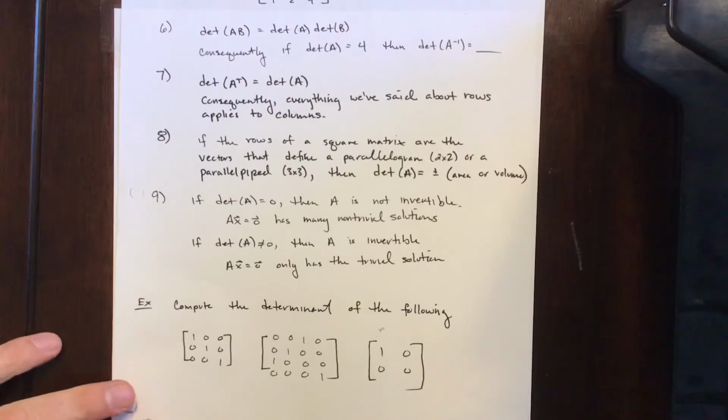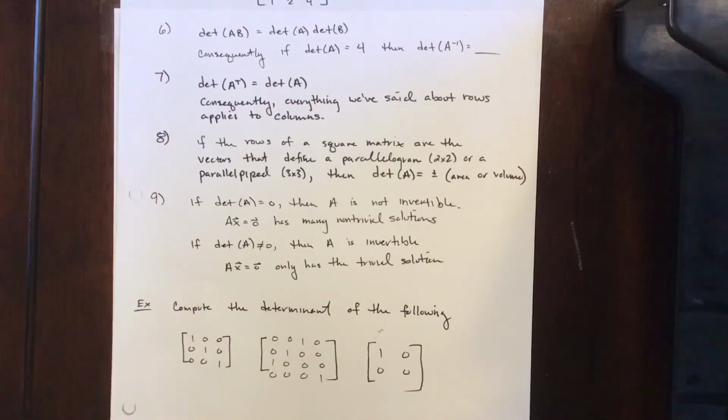If I have two matrices, A and B, and I take their product, the determinant of the product is going to be the product of the determinants. So the determinant of A times B is the determinant of A times the determinant of B.